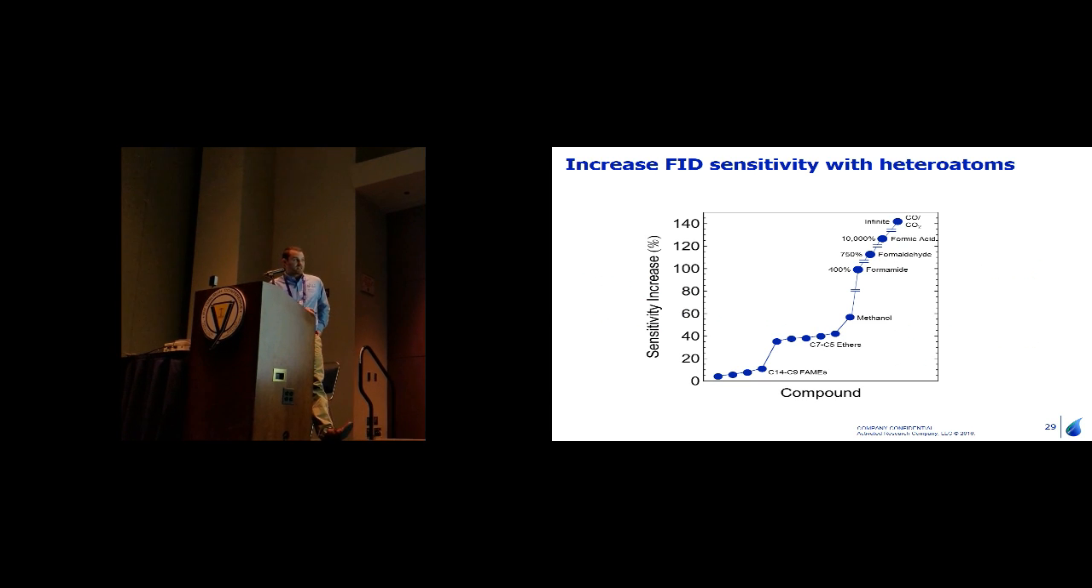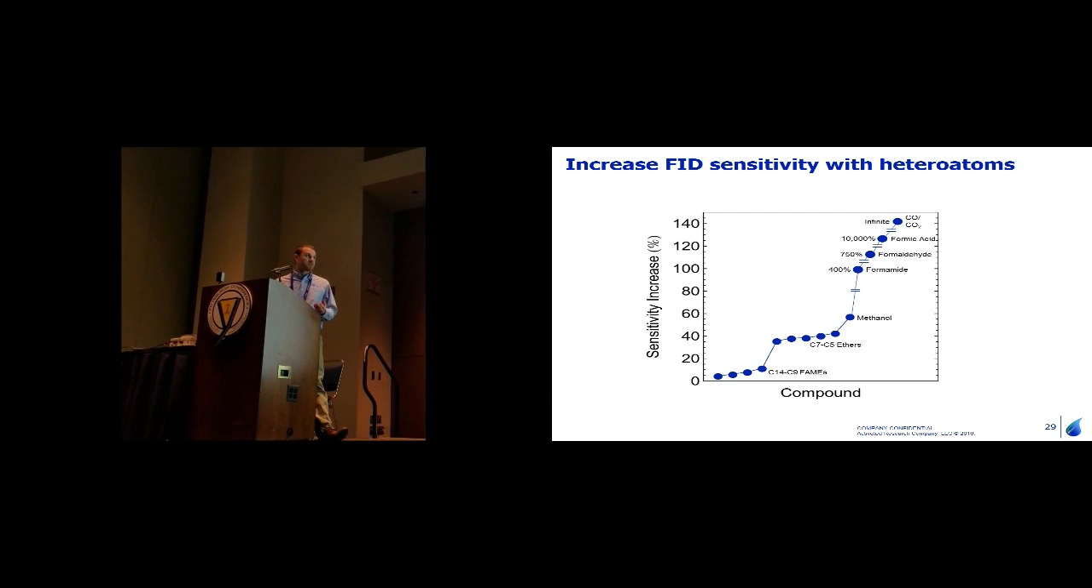You also see an increase in sensitivity. I mentioned that we're converting everything to methane, and methane burns very well in an FID. It burns a lot better than your ethers and your FAMEs and your methanol, and it burns a heck of a lot better than your formic acid, formaldehyde, formamide. Things with a lot of heteroatoms or a lot of functionality don't burn well in the FID. And when we can convert them to methane, that gives us a very high efficiency in the FID.